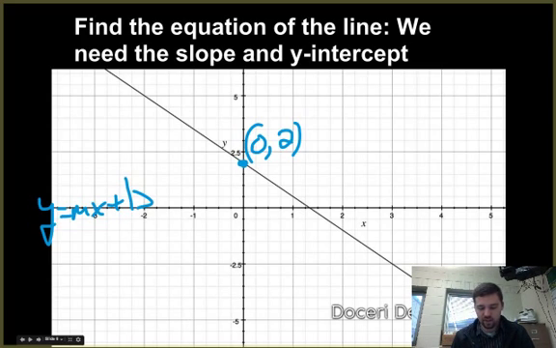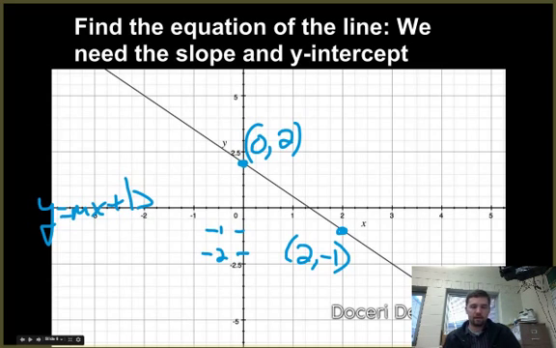Actually, because the scale is kind of goofy, let's pick this point here, because I think that this is -1, this is -2. So I think this point is 2, -1. Okay. So now, a couple ways I can do this. I can count my rise and then my run, or I can use the slope formula. I think I'm going to use the slope formula, just so we get a little bit of practice with that.